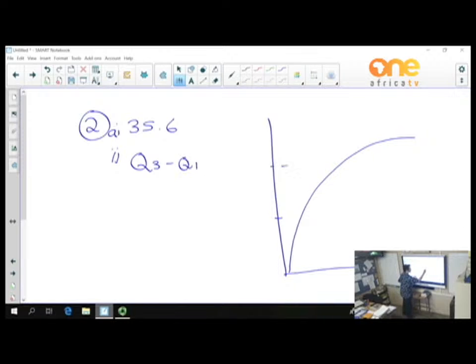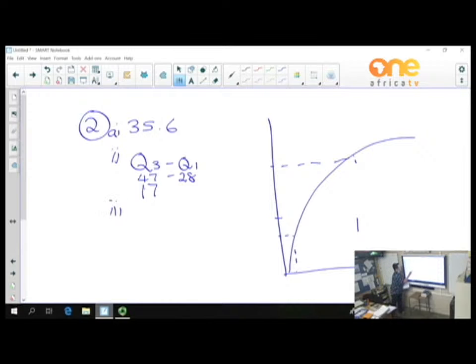Right, the next one, the interquartile range, which means again Q3 minus Q1. And you have to calculate it here. What is 3/4 of 365? And what is 1/4 of 365? And then we subtract it. So that's how we get the range of 17.